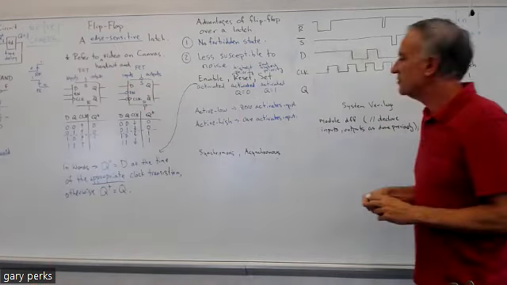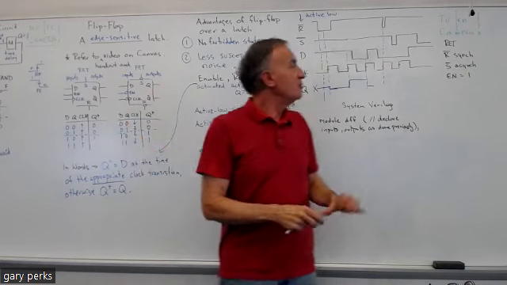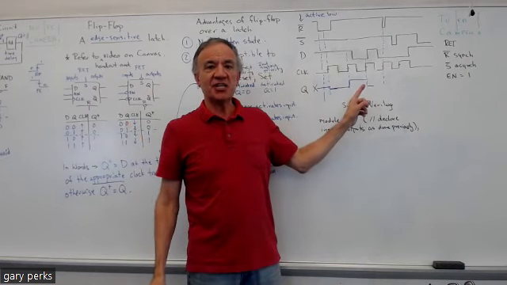So that's what I meant when I said there's no ambiguous state or no forbidden state in the truth table of a flip-flop, but you can still have an ambiguous situation, right?